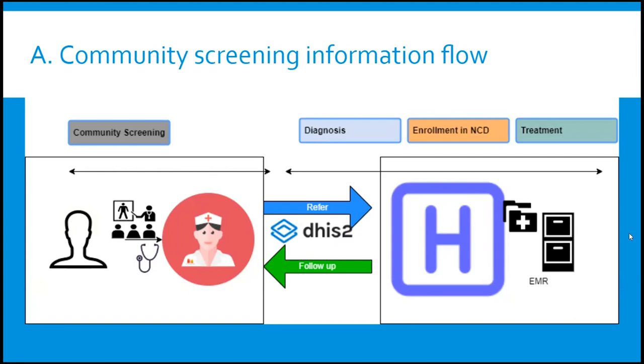After being put under treatment, the patient is enrolled in the NCD tracker. So there is diagnosis, enrollment, and treatment, and after the treatment, the patient is sent back to the community for follow-up. This is the arrow in green for follow-up, because the follow-up is done at the health center, which is the lowest health facility level.